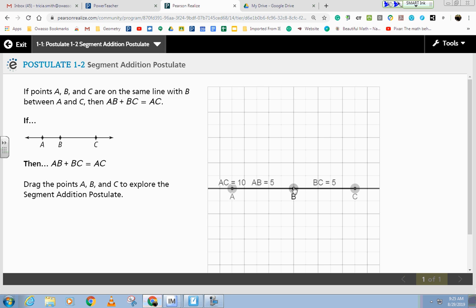Okay, so notice in this problem, B is between A and C, right? It's actually right in the middle because AB is 5, BC is 5, and AC is 10. But what if I moved it? And I moved it here, it's still in between. This now is 6, this is 4, but the whole thing is still 10.